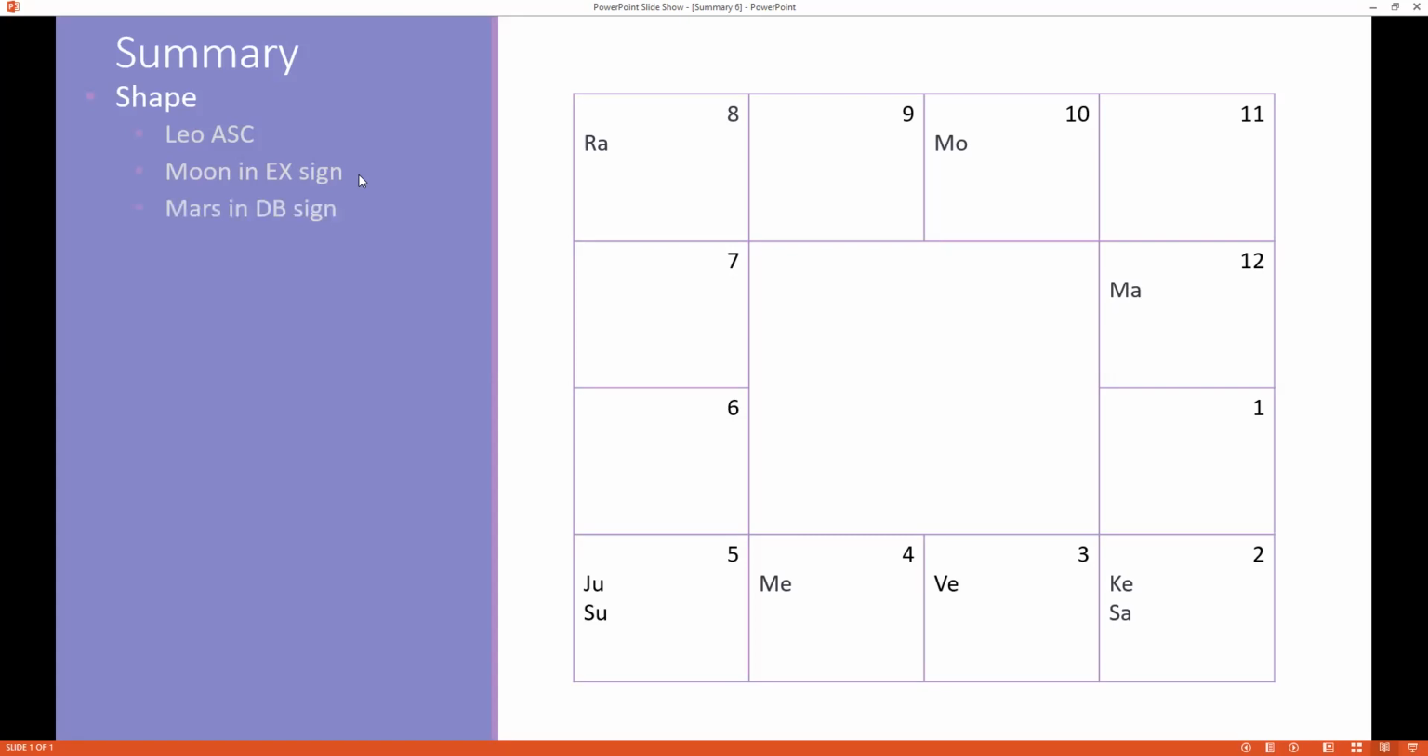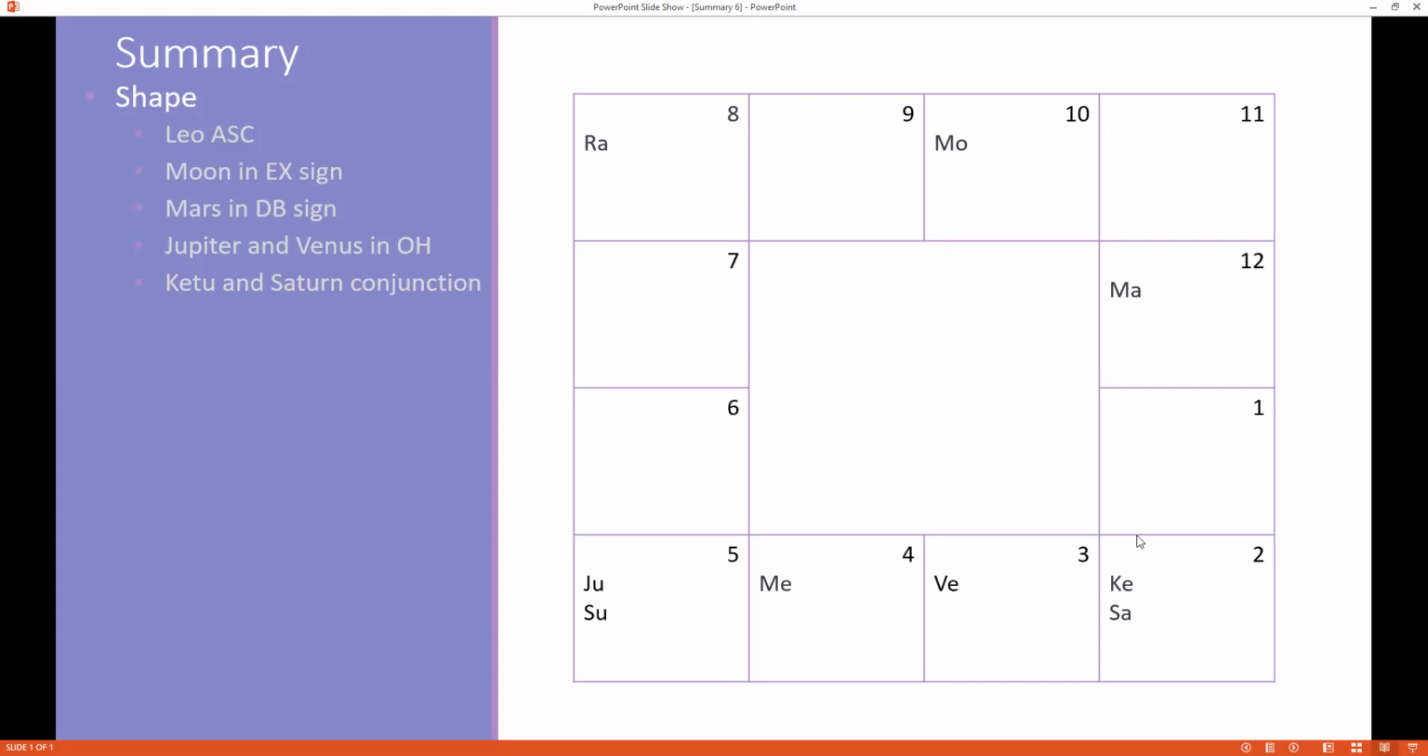We just spoke about Mars. Now, we also have Jupiter, we've mentioned, in its own home, and Venus in its own home. So these are very strong positions, comfortable places for these planets to do their work. So that's very good luck.